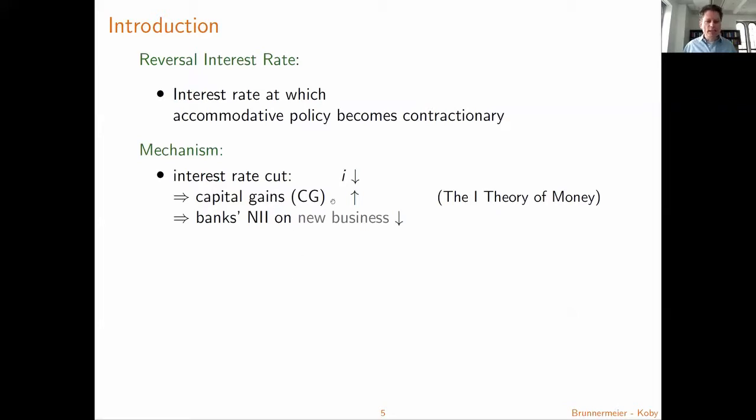Whenever you cut the interest rate, there are essentially two effects. There's a capital gains effect. In particular, if you have long fixed income assets with a fixed payoff, where the interest rate is locked in, you get an immediate capital gain. That's already in the I theory of money, which I work on with Yuli. But in a world with imperfect competition among banks, the net interest income of the banks from new business suffers. So you have to balance these two forces, and it could be that the second force is larger than the first one. We will highlight the circumstances under which cutting the interest rate is counterproductive.